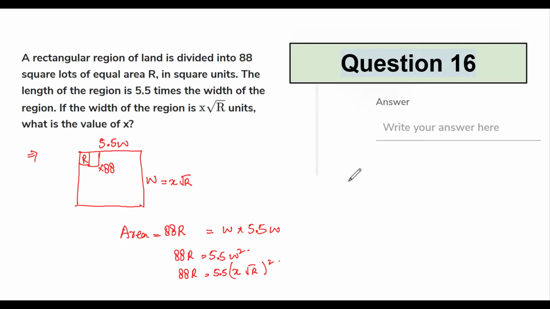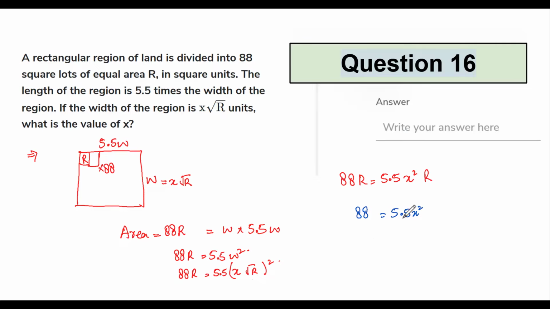Okay, so what do we get? 88r is equal to 5.5 times x square root of r squared. Distributing the square, x squared, a square root of r, and then squared over it, so that becomes r squared, and the root cancels out. Now you have r here, r and r, divide both sides by r, they cancel out. So 88 is equal to 5.5 x squared.